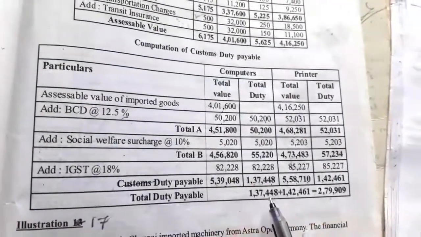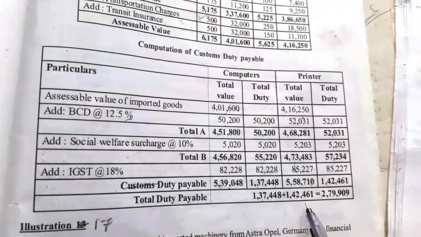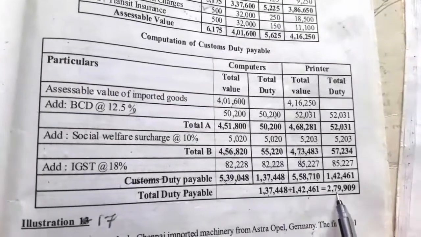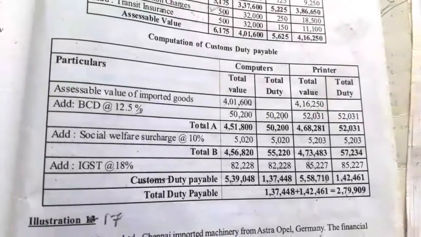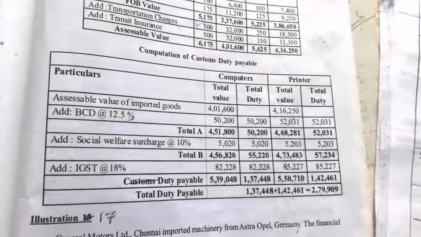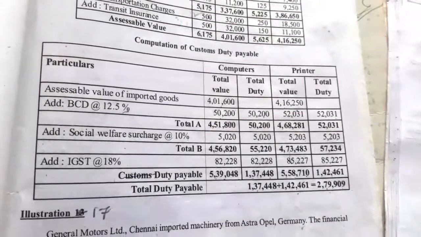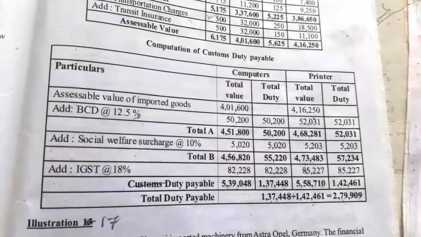Next line, if you want, you can write total duty payable by Narendra Printers. For the computer it is 1,37,448, and for the printer it is 1,42,461. So the total is equal to 2,79,909, the total amount of duty paid by Narendra Printers for the import of 10 IBM computers as well as one printer. So this is about this illustration.